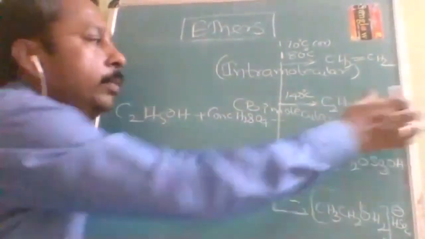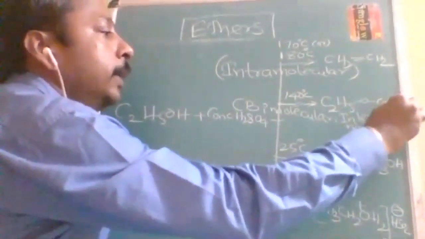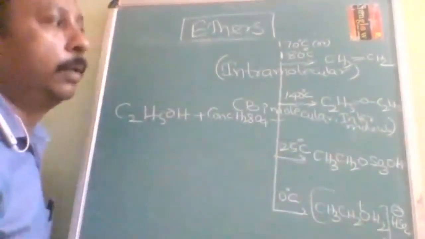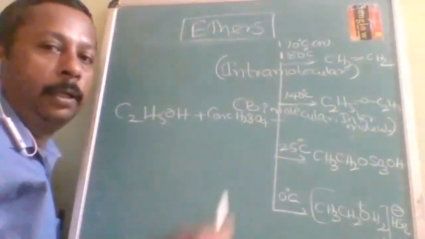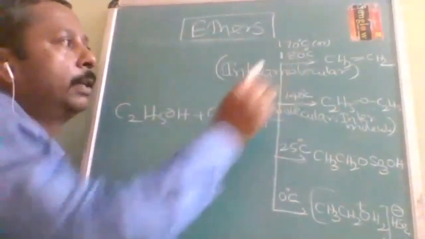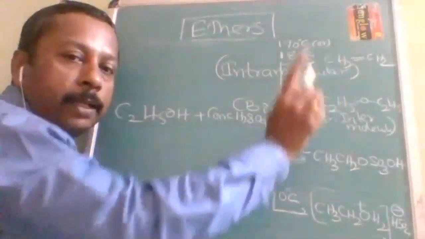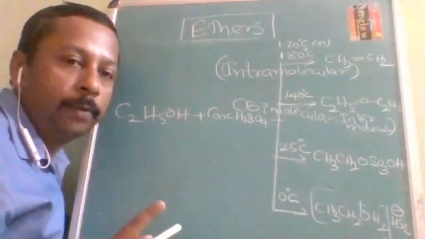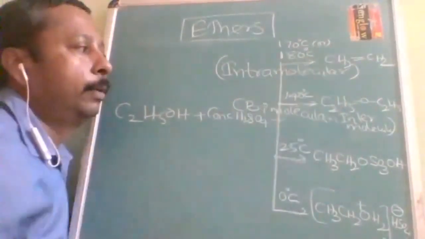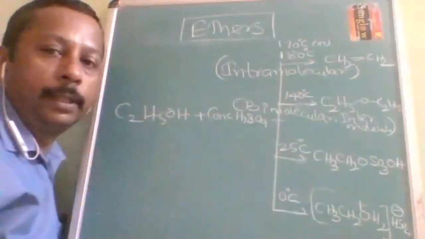This mechanism is more important, so I will specially emphasize it and tell you about it. But for now, I am giving a comparative study. At a very high temperature of 170 to 180, alkene is formed by loss of one water molecule from one alcohol. One alcohol loses one water molecule and alkene is formed. Two alcohols losing one water molecule give ether.